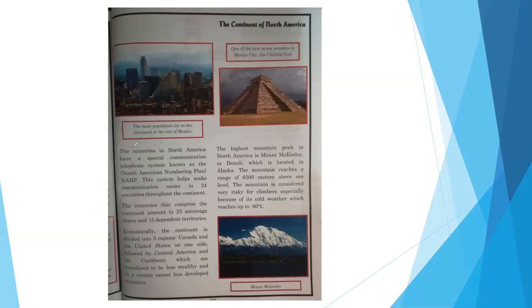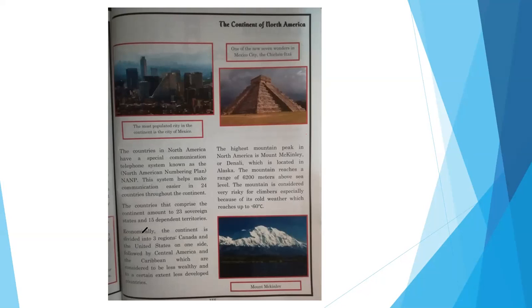The countries in North America have a special communication telephone system known as the North American Numbering Plan. This system helps make communication easier in 24 countries throughout the continent. The countries that comprise the continent amount to 23 sovereign states and 15 dependent territories.